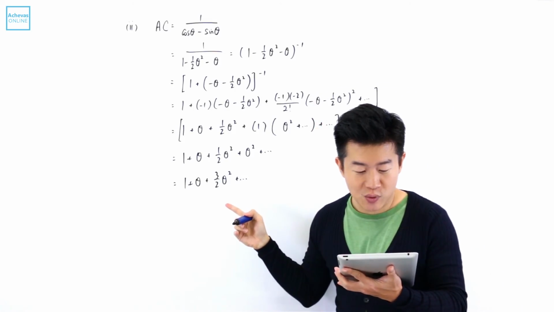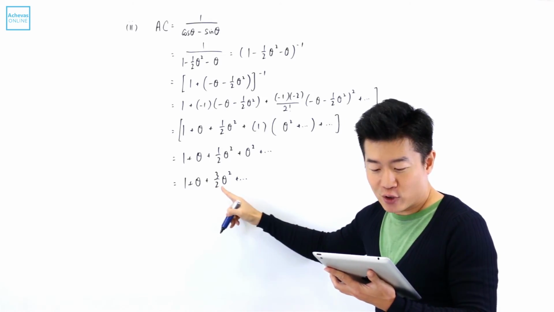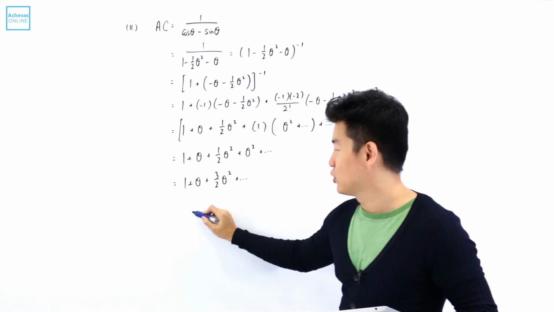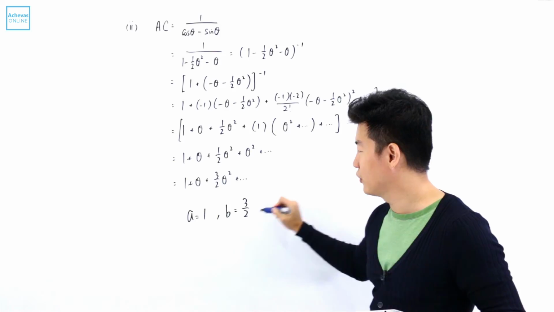And this is what the question wants us to prove. The coefficient of this is going to be A, and the coefficient of this is going to be B. So A is going to be 1 and B is going to be equal to 3 over 2.